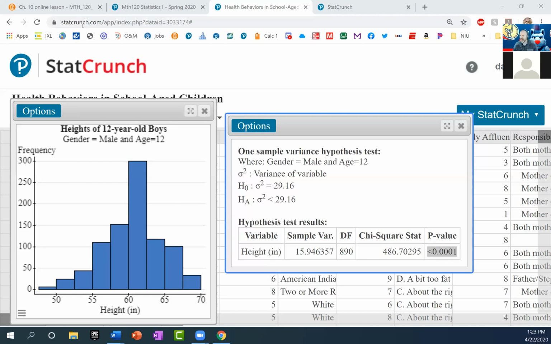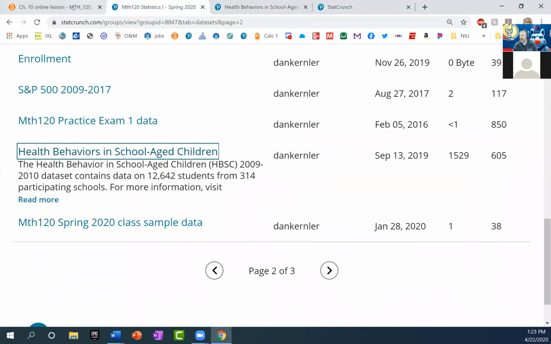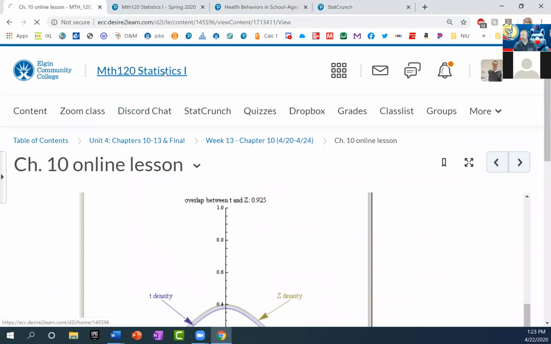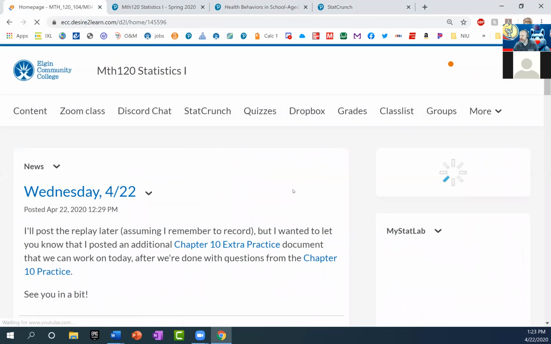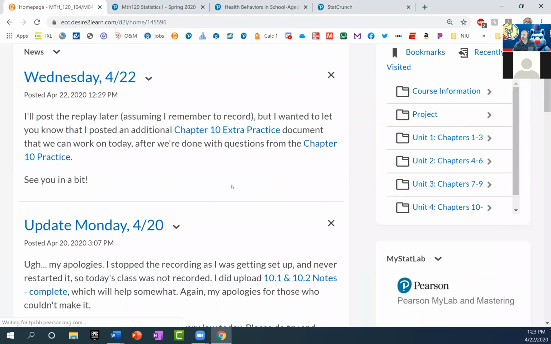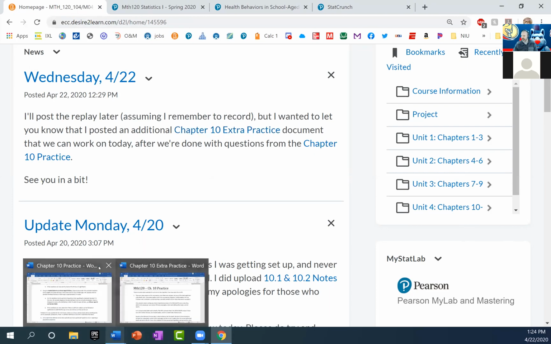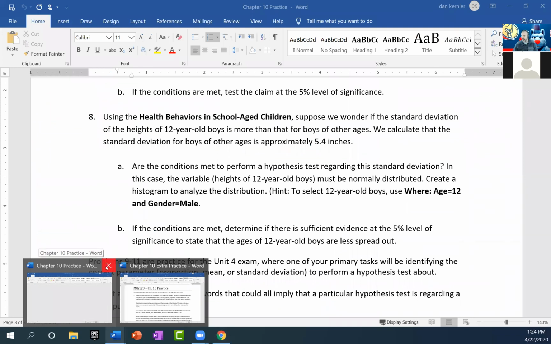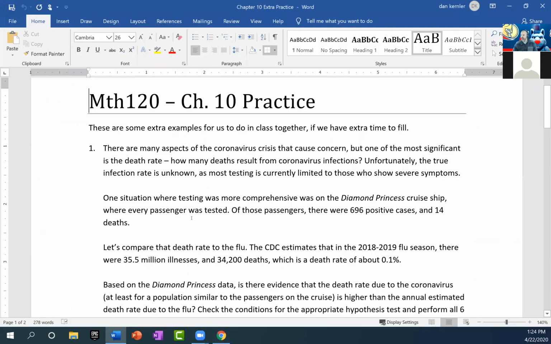Let's do the practice then. I uploaded one just right before class. I uploaded an extra practice, just two additional examples from chapter 10. Trying to make them a little interesting though. So if you go to the home page, there's a Word document here, and you can click to open that extra practice. And I thought we could just do a couple of different examples together here.